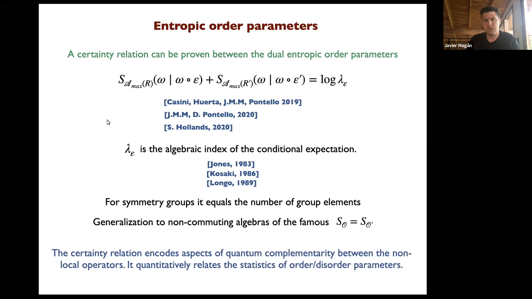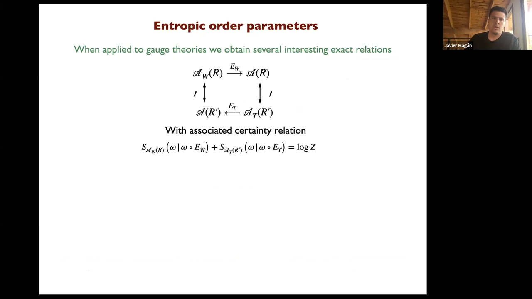But from our point of view, the important thing is that this certainty relation encodes aspects of quantum complementarity between the non-local operators, between the Wilson and 't Hooft loops, for example, as we are going to see in a moment. And moreover, it quantitatively relates the statistics of order and disorder parameters. So, for example, we can apply this to gauge theories, for the moment not in four dimensions, and obtain several interesting exact relations.